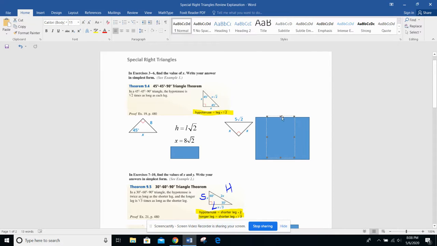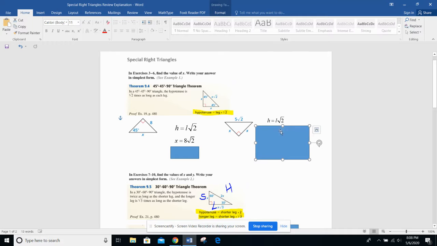On my second example, you can see I'm given the hypotenuse as 5 square root of 2. So again, always start with your formula. I have the hypotenuse equals leg times square root of 2. Substitute the values in that you know. So you can see here, we knew the hypotenuse was 5 square root of 2. The leg is represented by x.